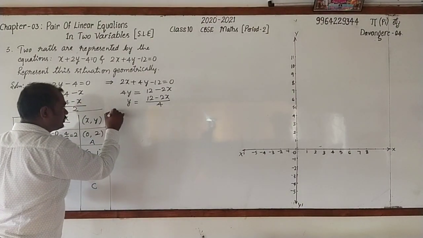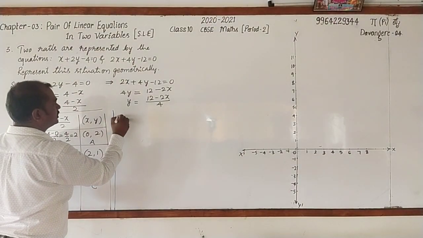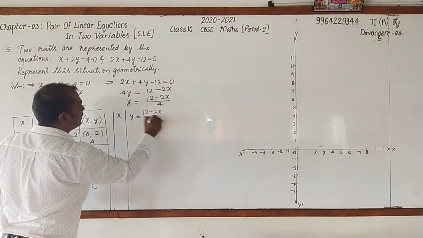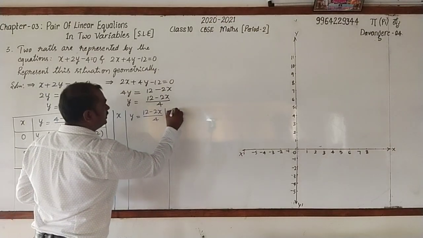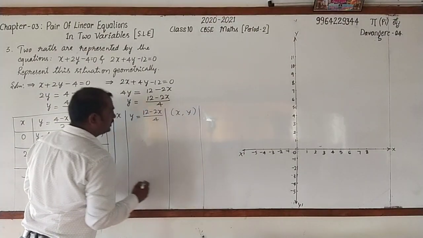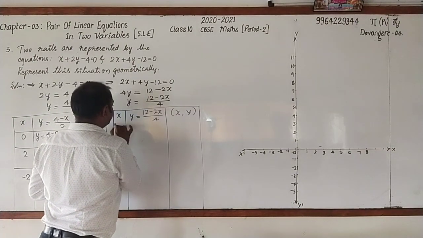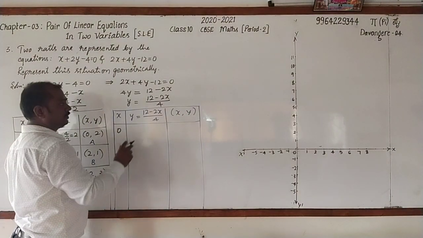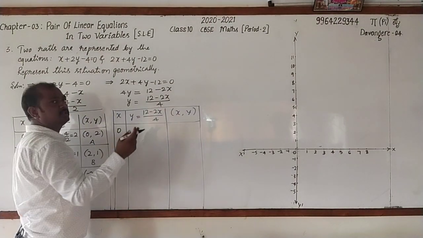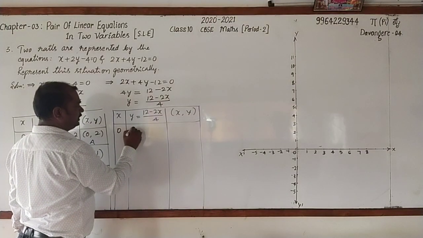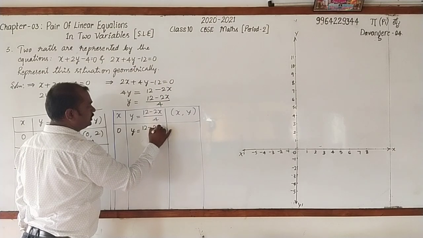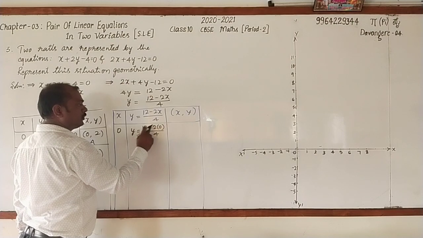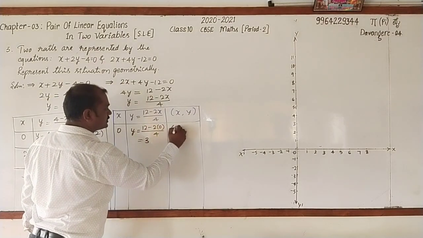Now, let us go for finding the coordinate points for this equation. First one is the x column. Second one, the equation 12 minus 2x by 4. And the third one is x comma y. Here, let us go for substitution for x. When you take x as 0, observe it, 2 into 0, 0. 12 minus 0, 12. 12 by 4, 3. Here I write y is equal to 12 minus 2 into 0 by 4. 2 into 0, 0. 12 minus 0, 12. 12 by 4, 3. When x is 0, y is 3.